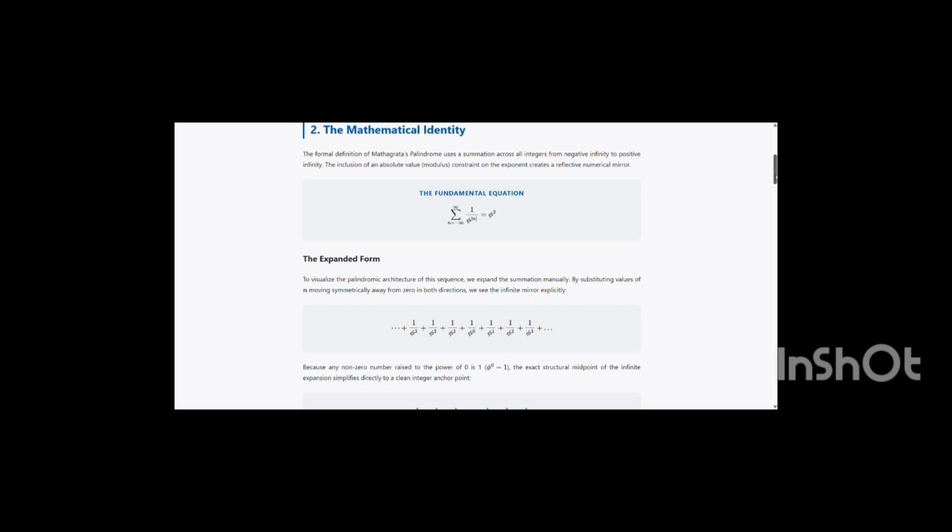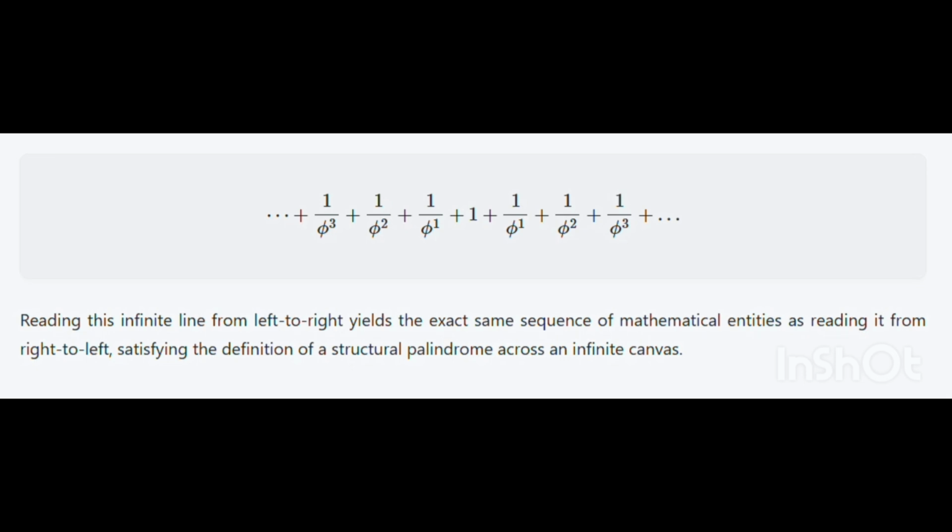Because any non-zero number raised to the power of 0 is 1, we get 1 by phi to the power 0, which equals 1 by 1. So the term 1 by phi to the power 0 is nothing but just 1. Here, by substituting the values of n moving symmetrically away from 0 in both directions, we see the infinite mirror explicitly.